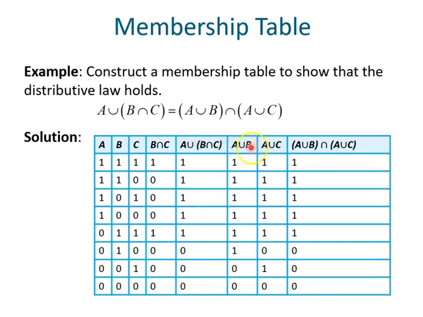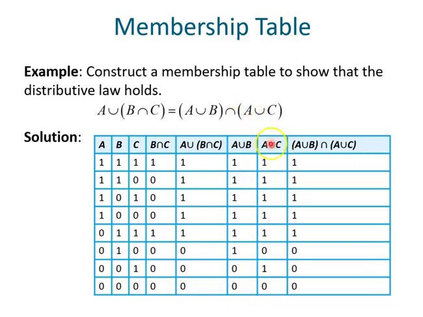Then we write a column for the expression in this parenthesis, A union B. Fill this out, it will be empty in the beginning. How we fill out? We look for values of A and B in their columns. In the first row, we have 2 ones here, which means that the element under consideration belongs to A and B, so it will belong to the union of A and B. We write 1. And we continue like that.